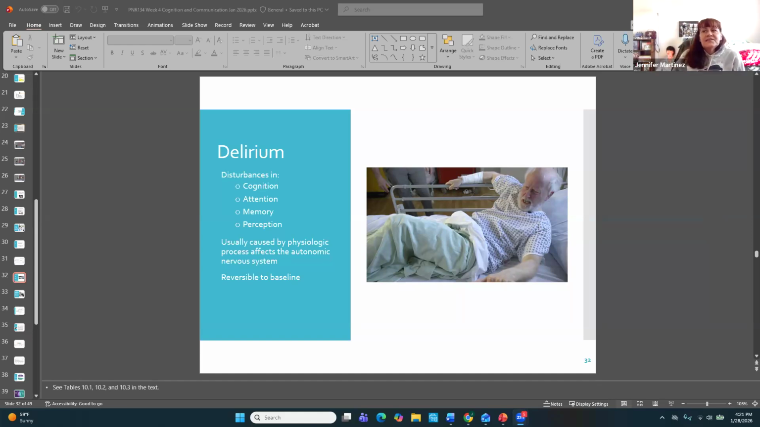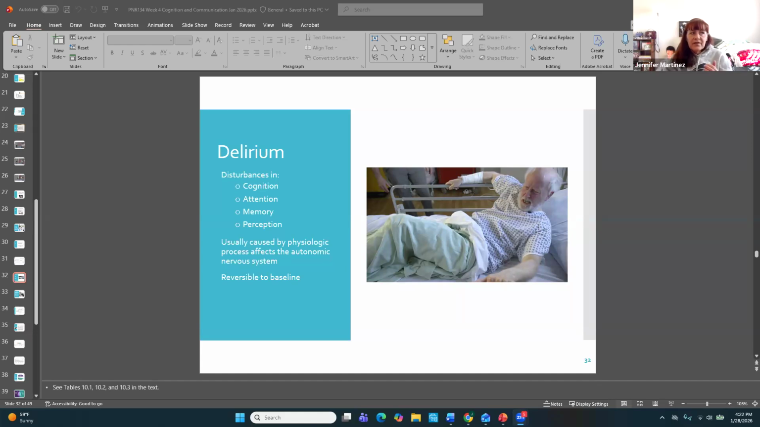So there is a difference between delirium and dementia. Dementia is a progressive disease, right? There's no cure for it. It is going to progress through the stages and we can't reverse it. Delirium, however, is potentially reversible. It is reversible, all right, if it is recognized.